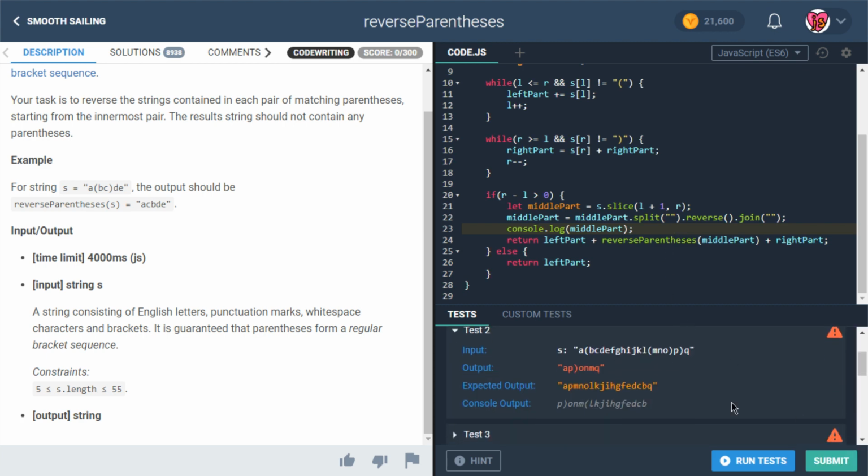Okay, so look at this. This is the middle part. It's calling the function with this now. And that's kind of weird, because now the left part is basically going to go up to there. Like it's not going to include this open parenthesis.